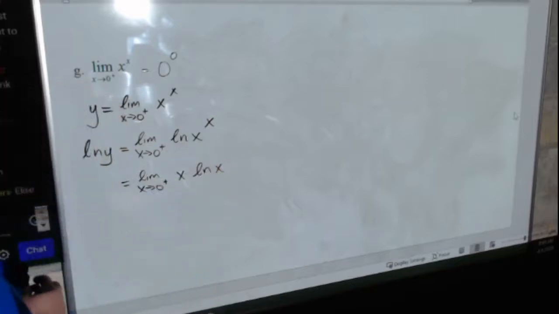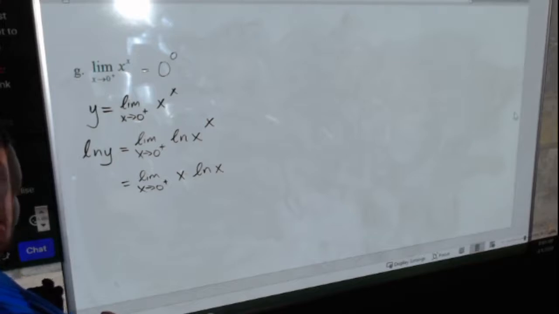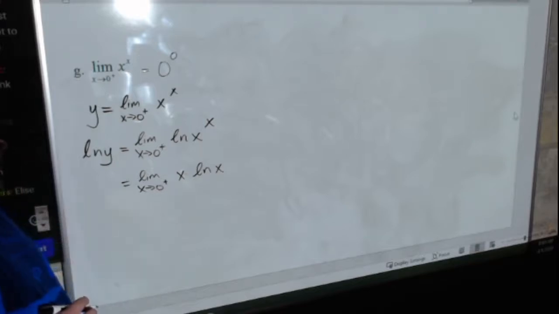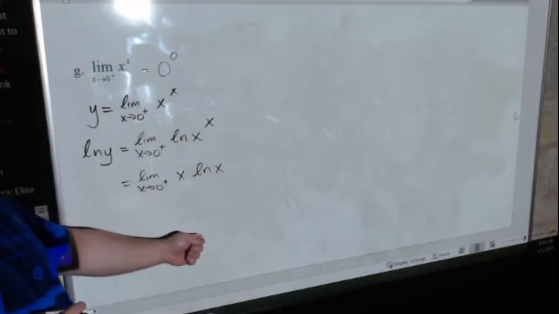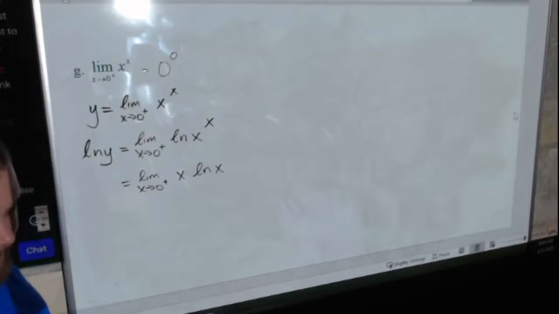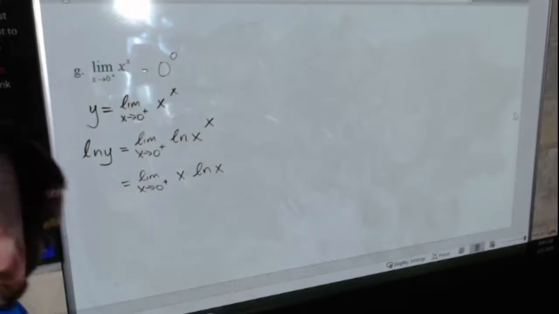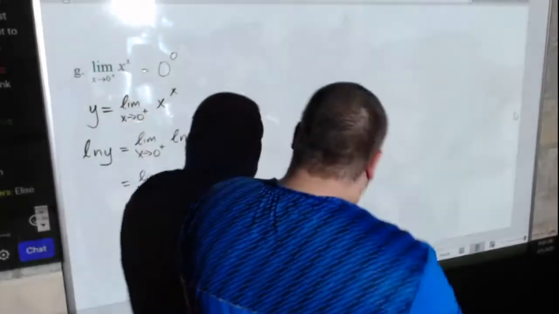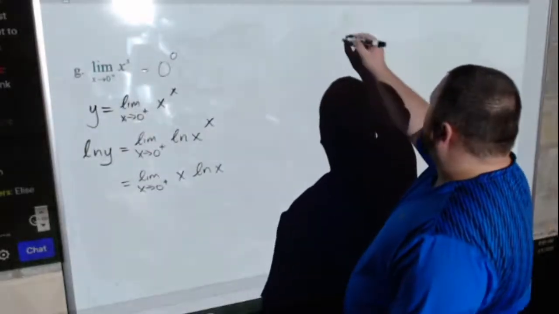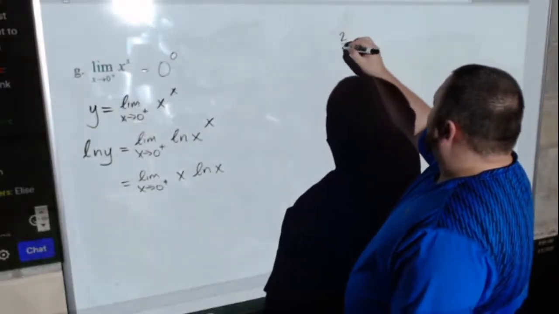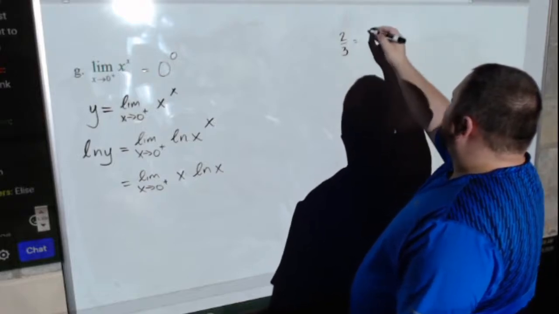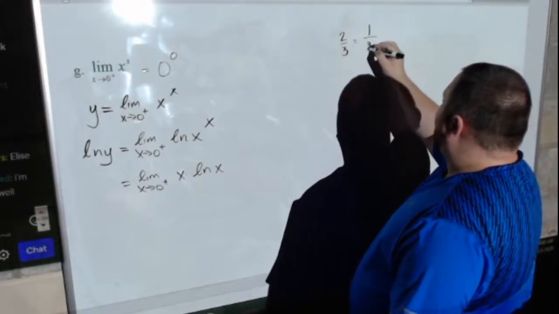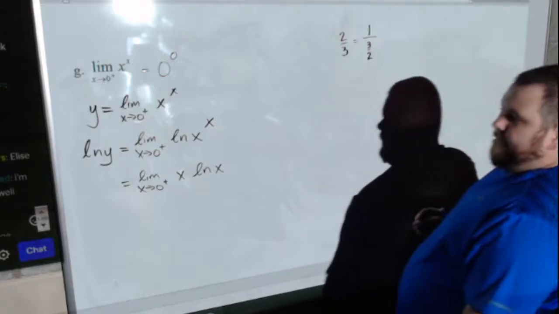And this one always really confuses people. So I've got an x here. How do I get this x to somehow be in the denominator? Well, if I have, say, 2/3, that's the same thing as if I had 1 divided by 3/2.